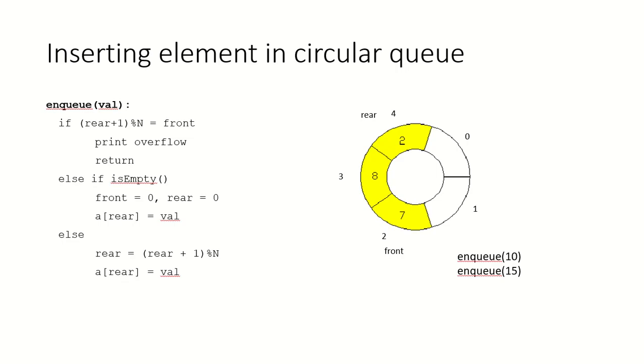So how do we insert elements in a circular queue? Whenever we are inserting an element in the queue, there are conditions to be checked: whether it is an overflow or whether it is an empty queue. So these are the conditions that we need to check.